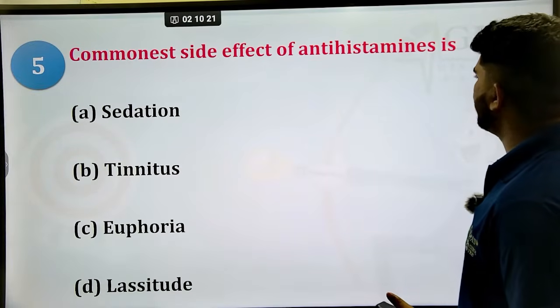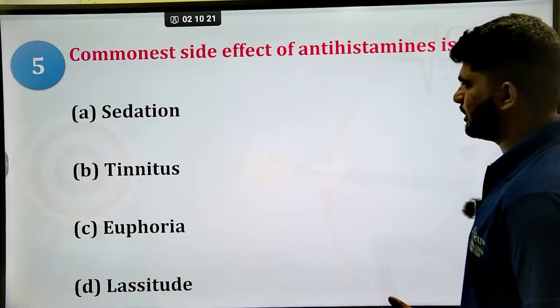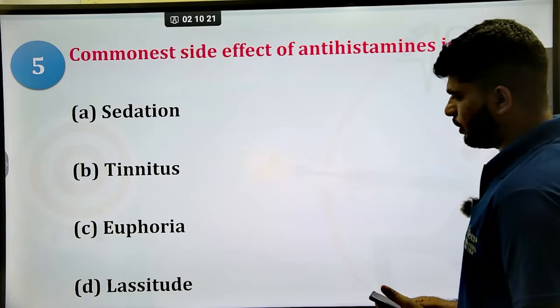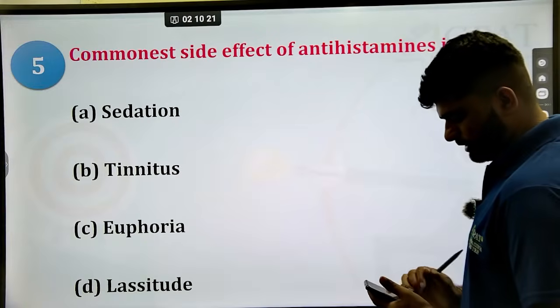Common side effect of antihistamine is what? Okay, antihistamine. Is it sedation, tinnitus, euphoria, or lassitude? What's that over here?